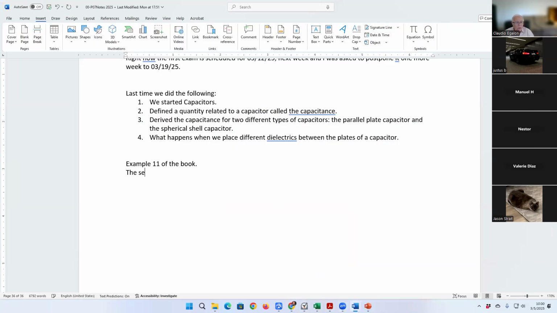The separation between the plates of a capacitor is 5 millimeters. Okay?